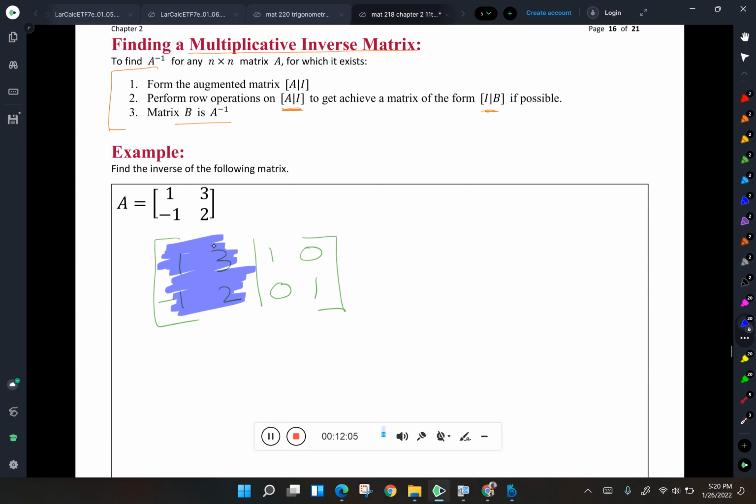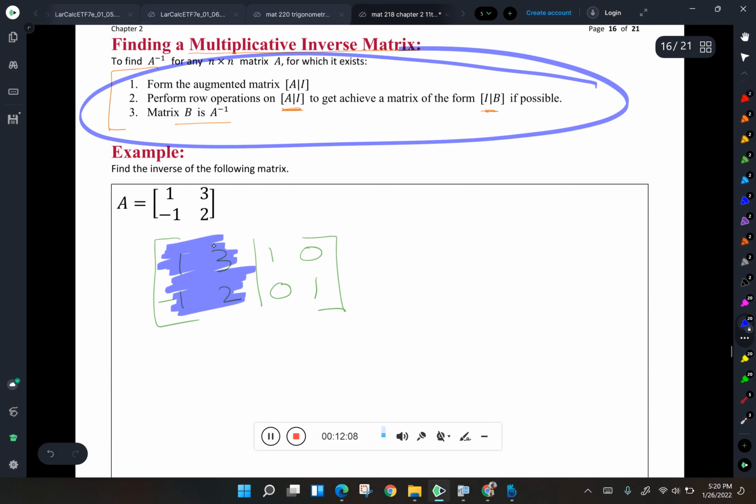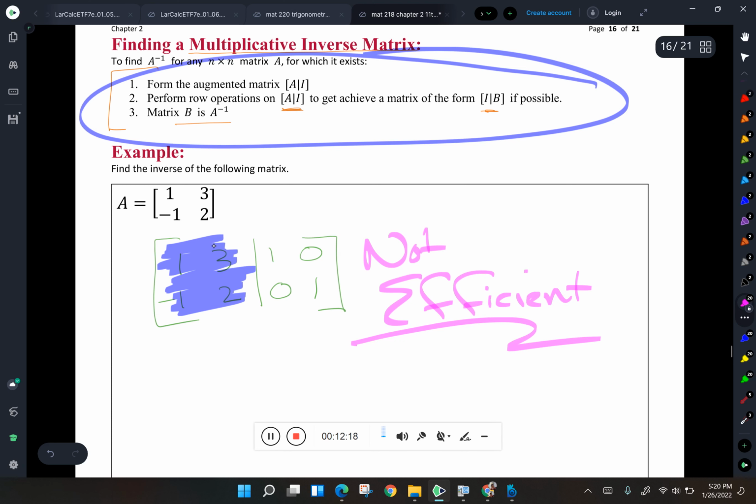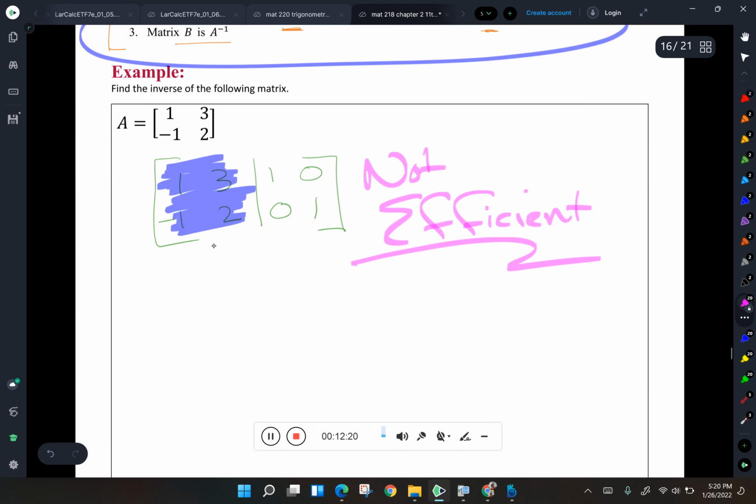And I could do this, and this is the traditional way of doing this, but I'm going to make an argument that this is not efficient, and because it's not efficient, that's not how I'm going to do it.